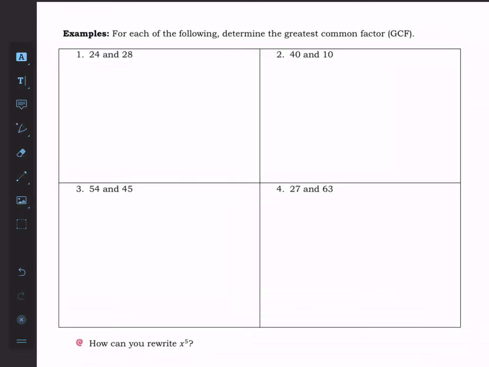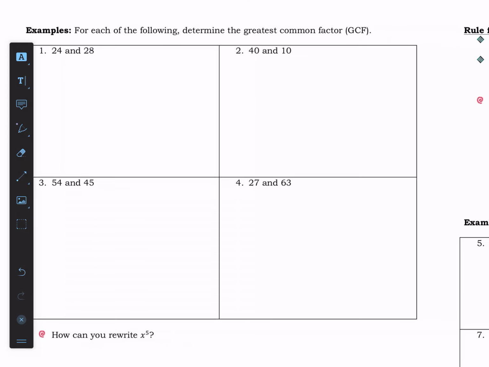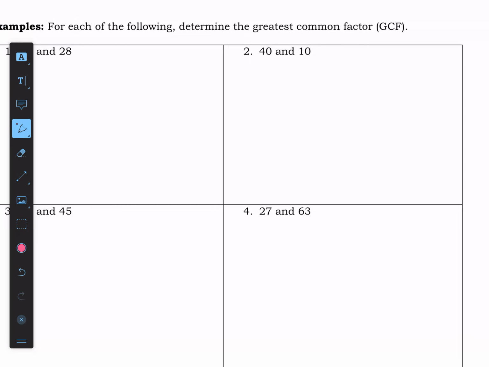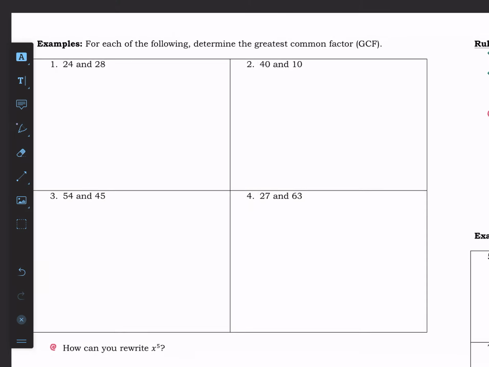All right, so for each one of these examples, we are going to determine the greatest common factor between the two numbers, okay? So the first thing we're going to do is, for number 1, we're doing 24 and 28. Okay, so, oops, hang on one second. Still learning this program.